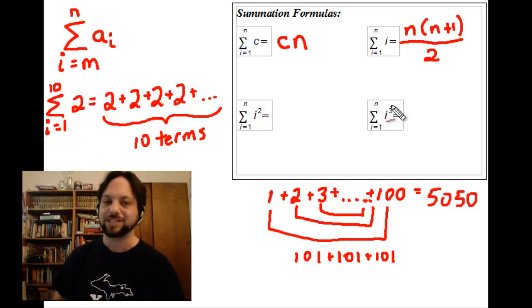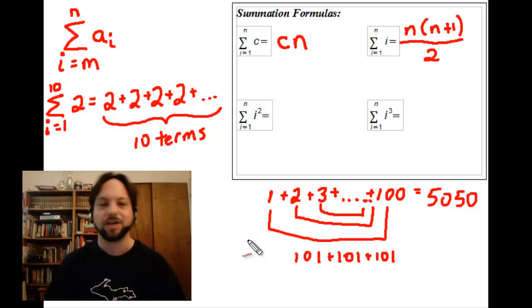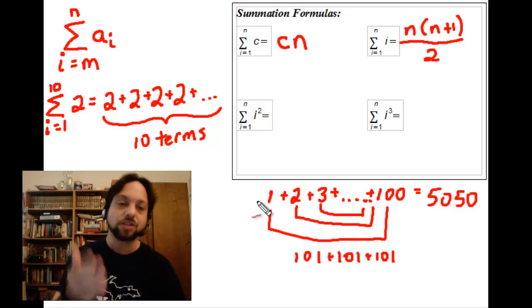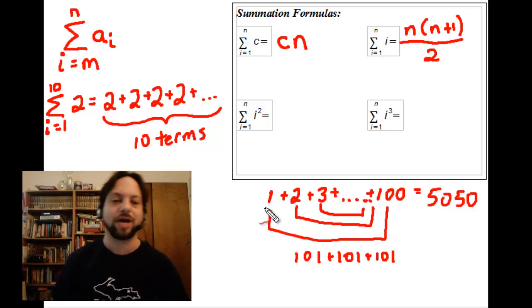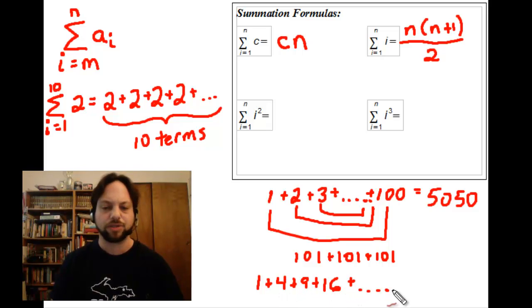Are you as genius as Carl Friedrich Gauss? Well, you're using the formula, and he was around 8 years old, but, whatever. So, no more stories. Let me just go ahead and tell you these other two summation formulas. If we're summing i squared, that would be like 1 plus 4 plus 9 plus 16, all the way up to n squared, whatever n is.